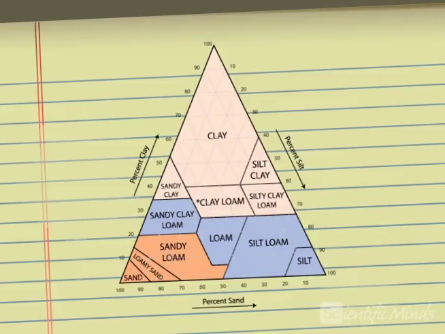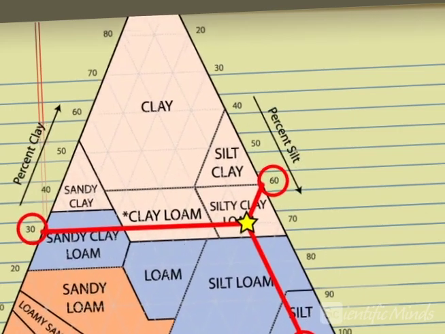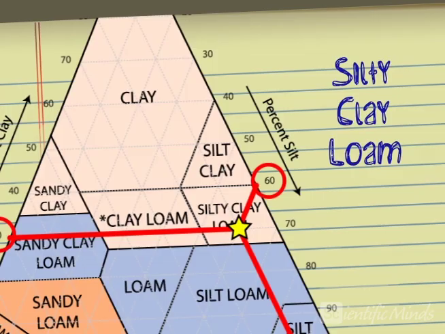The farmer locates the 10% sand line on the bottom side of the textural triangle and then follows the line until it intersects the 30% clay line. Notice that the 60% silt line also intersects at this point. The intersection point of the 3 lines is in the silty clay loam area of the triangle, so the soil is a silty clay loam. The farmer will definitely plant corn on his new piece of land.